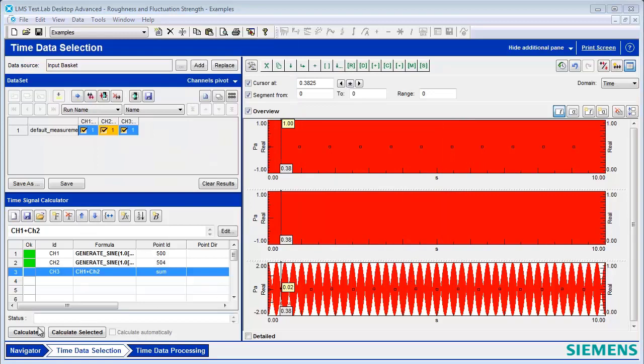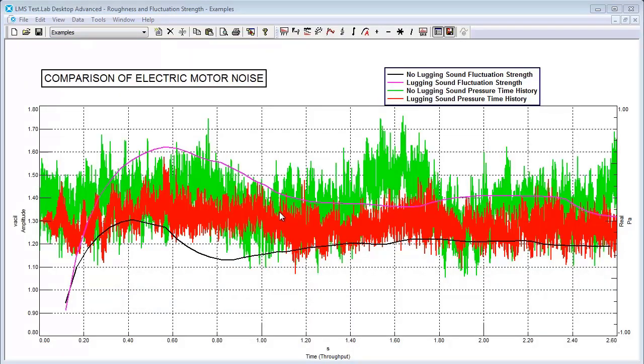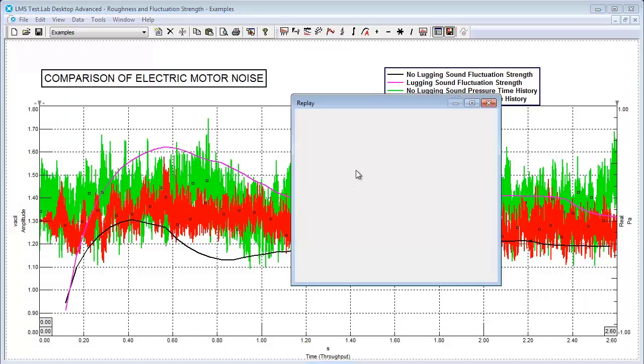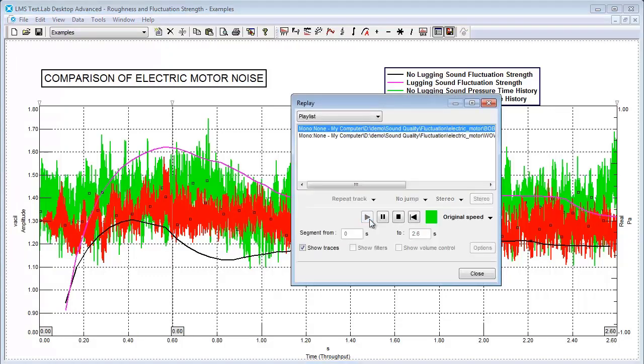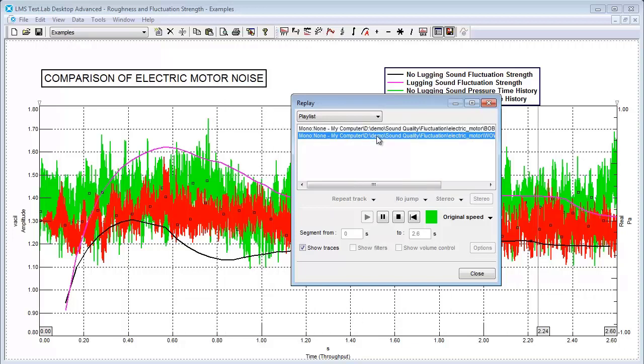Now let's look at some other examples. Here we have two electric motors. One of these motors has a problem and therefore lugs or makes a modulated sound. We'll listen to the two of them. That's without modulation or no lugging sound. Here's the second motor with a lugging sound.